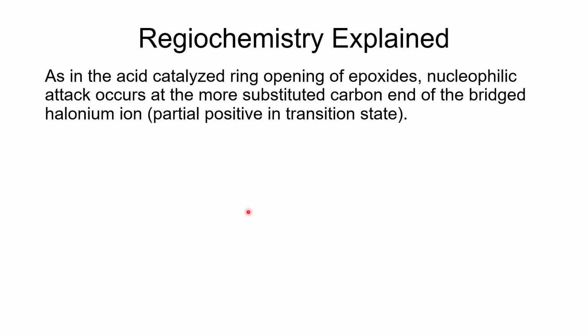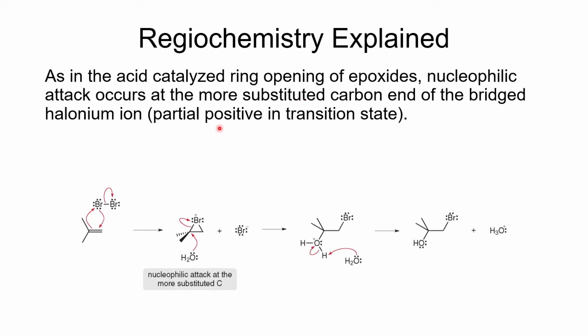So as we saw with the acid catalyzed epoxide ring opening, the nucleophilic attack is going to occur at the more substituted carbon, and the reason for that is that we have a partial positive charge on that carbon at the transition state. So again, we form the bridged bromonium ion in this particular case.